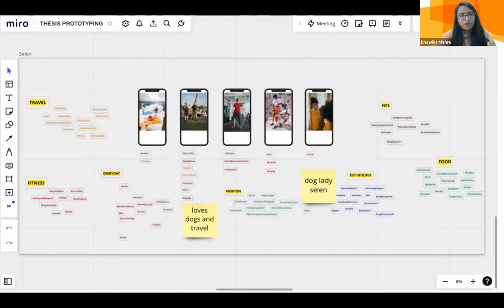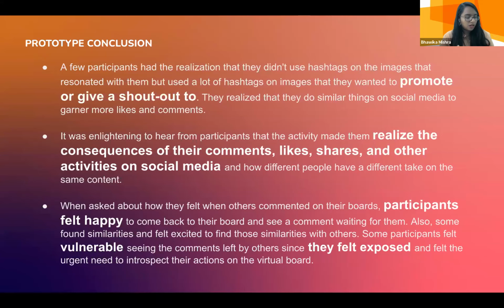So this prototype helped me conclude my research, and I was able to verify my observations that various participants had never used hashtags before, and they felt that hashtags were more about promoting and giving a shout out. And people who used hashtags would do it to garner more comments and likes on their posts. It was kind of enlightening for other participants to realize the consequences that comments, likes, and shares have on different people, and how different sets of people have a very different perspective and take on the same content.